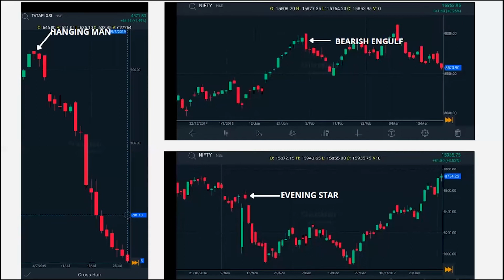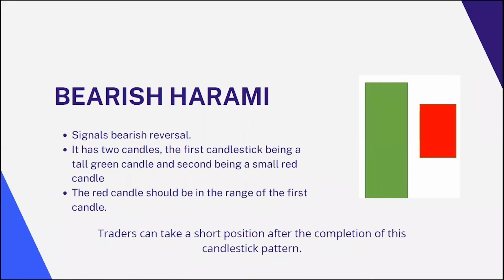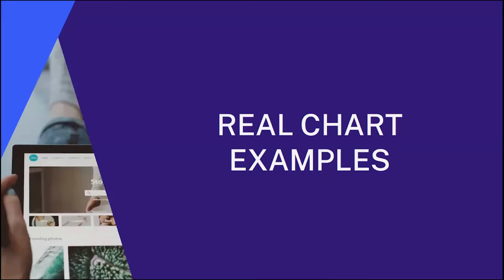Now, let's see the next two patterns also. Bearish harami. As you know, harami in Japanese means pregnant. The red candle seems to have come out of the green candle and is likely to start a bearish trend. You can short sell here and close the trade when you see a green candle again. Let's look at a real-time example of the bearish harami.